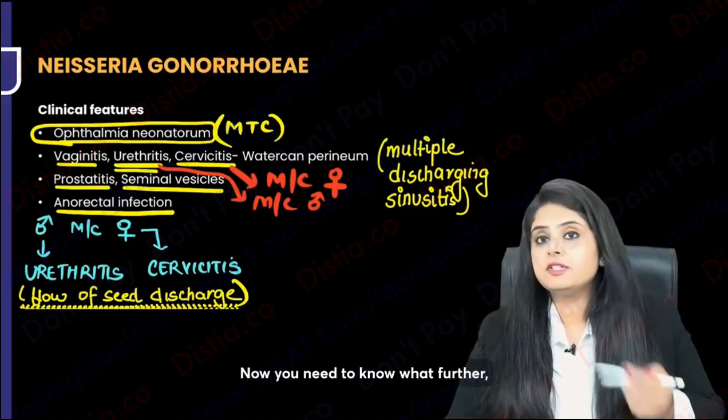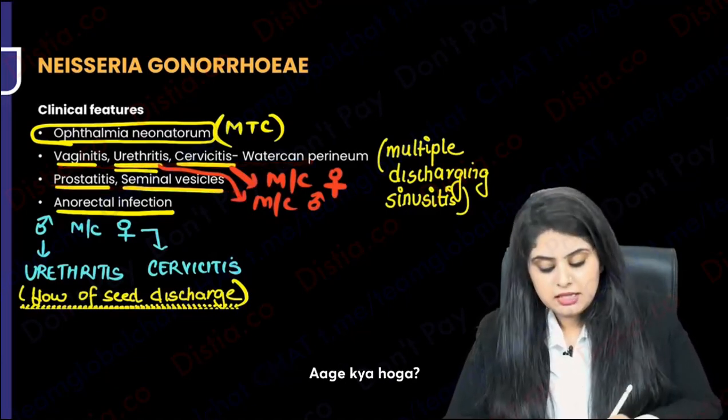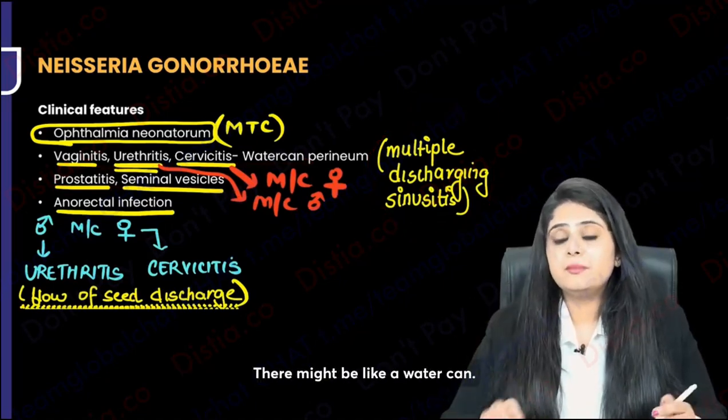Now you need to know what further can happen. So many genital organs are getting affected. What will happen next? The patient might land up with multiple discharging sinuses. Discharging where? On the skin. There might be like a watering can.